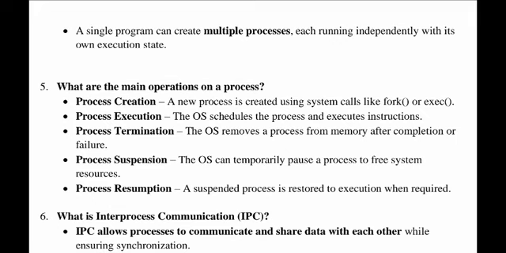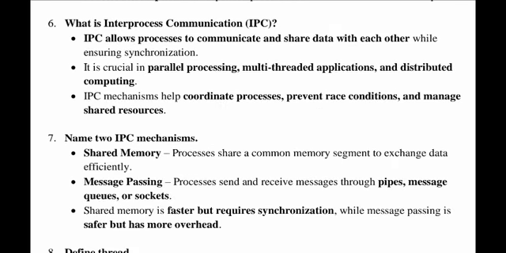And what is inter-process communication? So IPC, which is the inter-process communication, allows processes to communicate and share data with each other while ensuring synchronization. It is crucial in parallel processing and distributed computing. It helps mechanisms like coordinate processes, prevent race conditions, and manage shared resources.